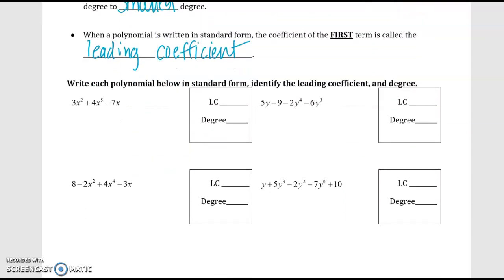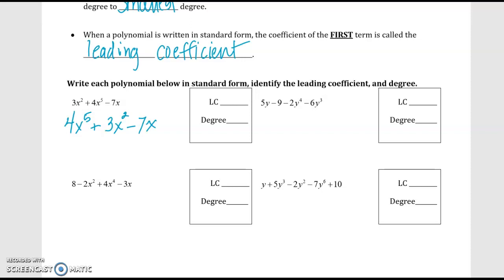It says write the polynomial below in standard form and identify the leading coefficient and degree. So in this first one, again, we want to look at our largest power of x. So notice we have three terms in this example. Our largest power is x to the fifth, so we would start with 4x to the fifth power. And then in decreasing order, we go 3x squared and then minus 7x. Anytime you're moving terms around to put something in standard form, make sure you keep the sign that precedes the number.